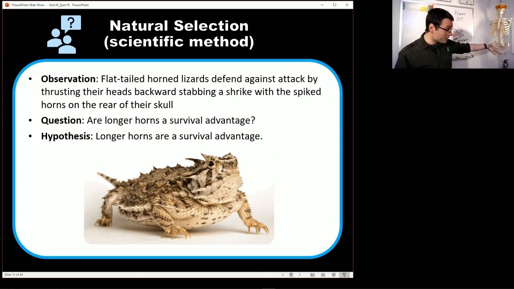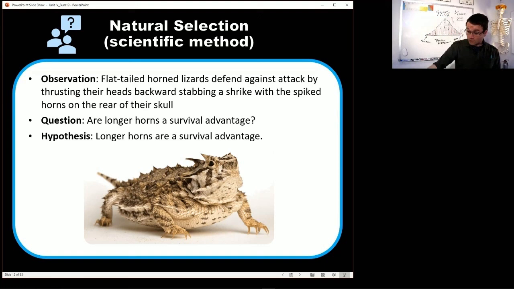Collect all of the live horny toads in an area, collect all of the dead horny toads in an area, measure their horns, run some statistics, and see who has the longer horns. Now, collecting a sample of live horny toads is relatively easy. You put out some traps, some bait, you put grad students out there to set them up, and you send the grad students out again the next couple of days in order to check the traps.